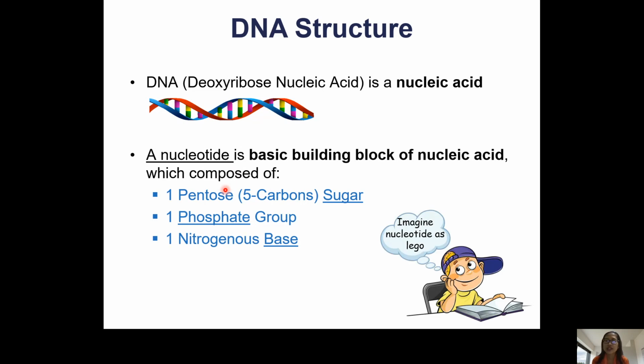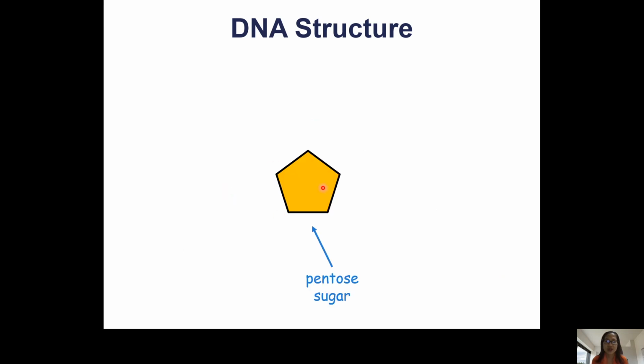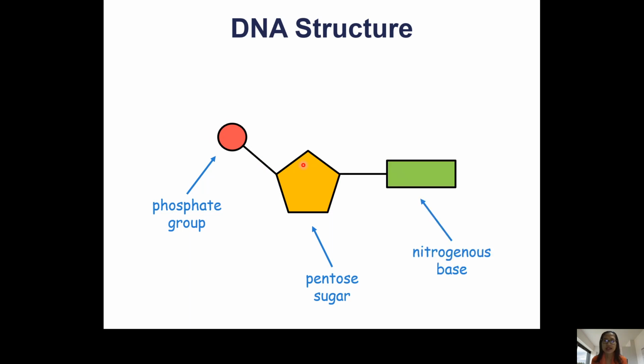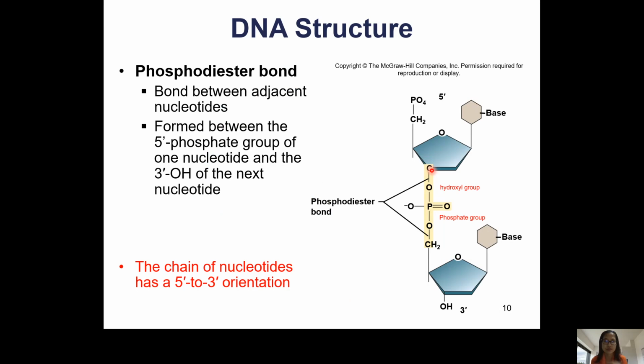You can imagine a nucleotide as Lego, so you won't forget. Now let's see. There is one pentose sugar here, which has 5 carbons. It is attached to one phosphate group, and it is also attached to one nitrogenous base. We're going to see after this what a nitrogenous base is. These three structures in the end form one nucleotide. Just remember this picture as Lego so you won't forget about the nucleotide. Okay guys, we continue first.